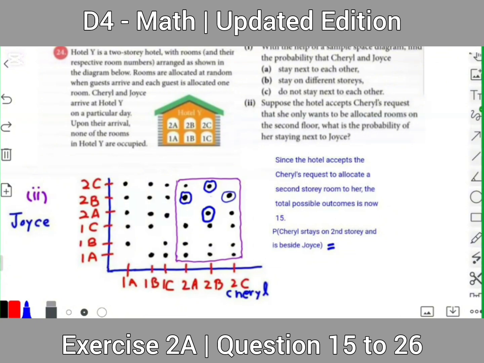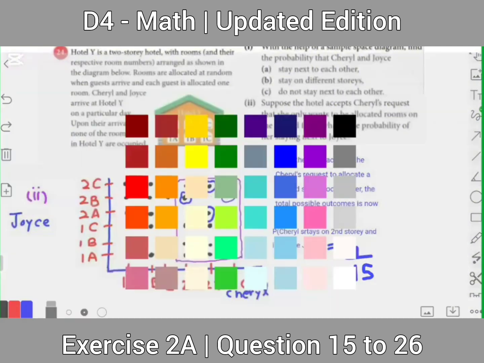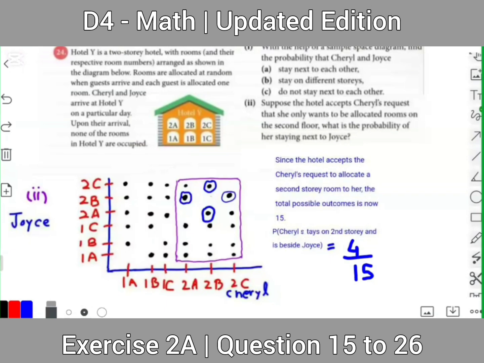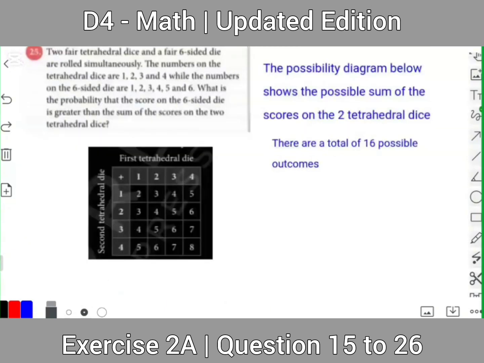that Chiral stays on second story and is beside Joyce. So here we have only 4 possible outcomes that we have marked with blue circles. So the favorable number of outcomes is 4, but in this case, we have total number of outcomes as 15. So the probability that Chiral stays on second story and is beside Joyce is 4 over 15.